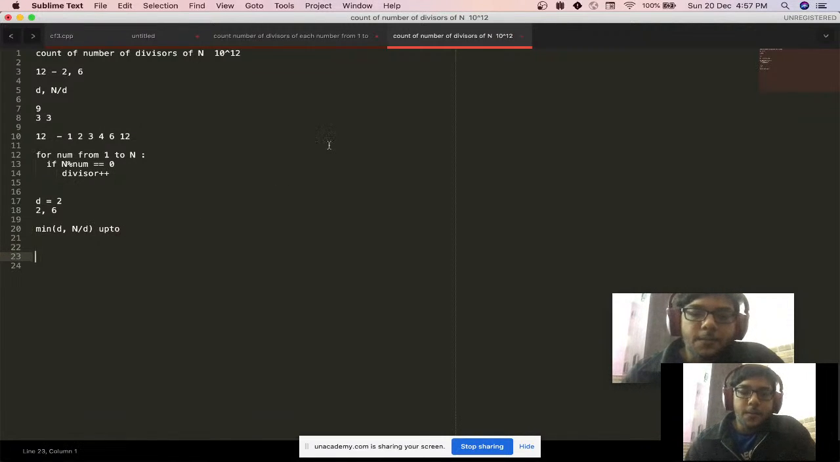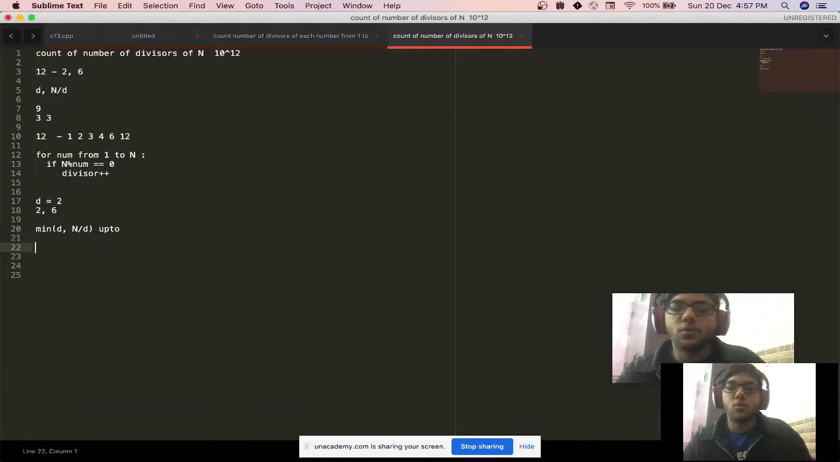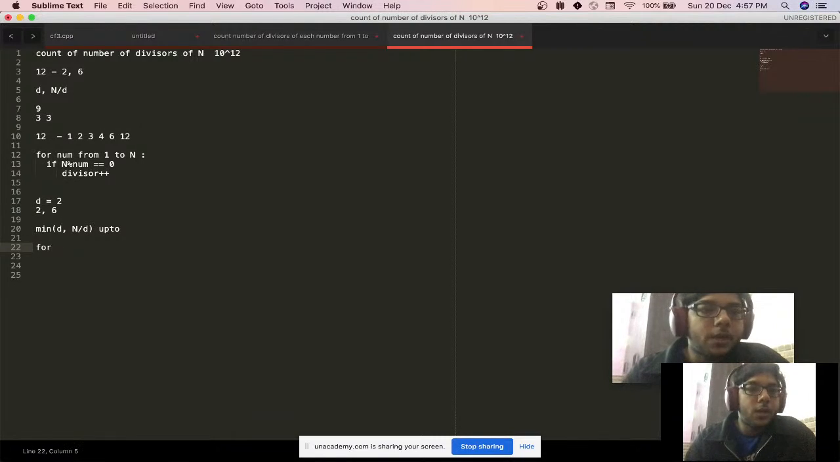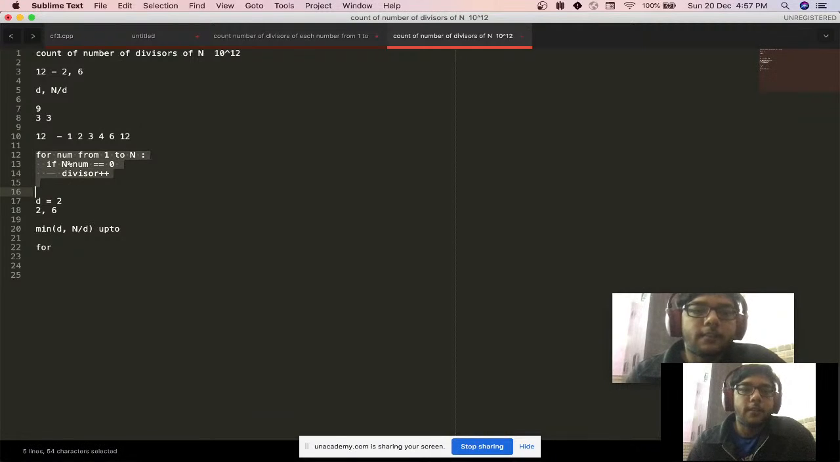So what I mean to say is that I want to consider only d's where this is the minimum one. Like I have d equals 2, so I will consider it because the corresponding n by d, 6, is bigger than me. So I want to prevent double counting. So I am going to run the exact same loop, but not for every number up to n. I am going to do it up to square root n.